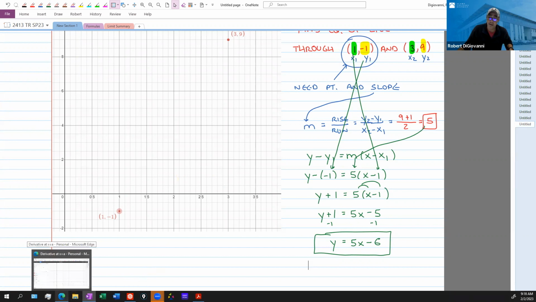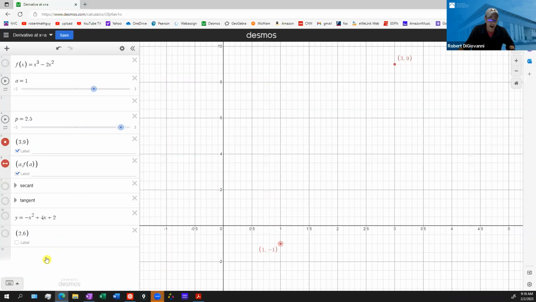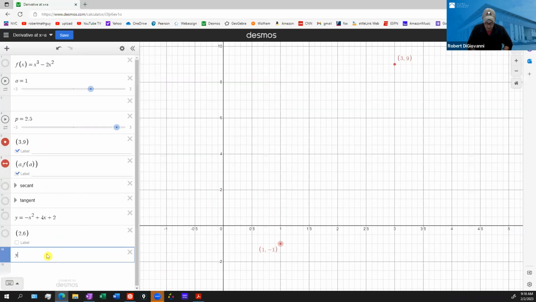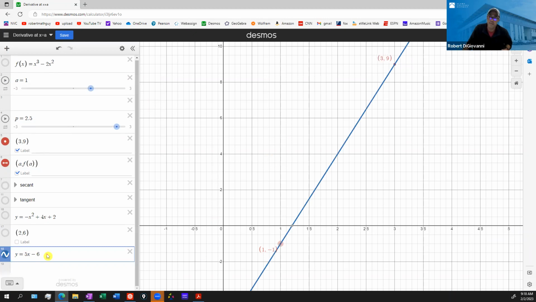All right, so now I'm going to go back to Desmos and graph that line that we just got, y equals 5x minus 6. When I do this, we should see a line get drawn between those 2 points. There we go. So we were able to calculate the equation of that line that goes through those 2 points. None of what I've done so far should look like something you've never seen. At some point, you should have done this in the past.